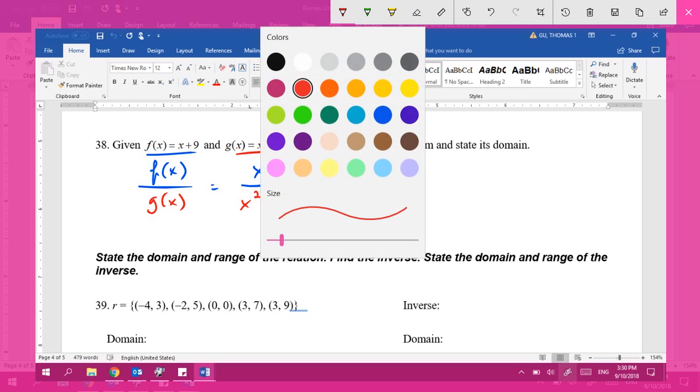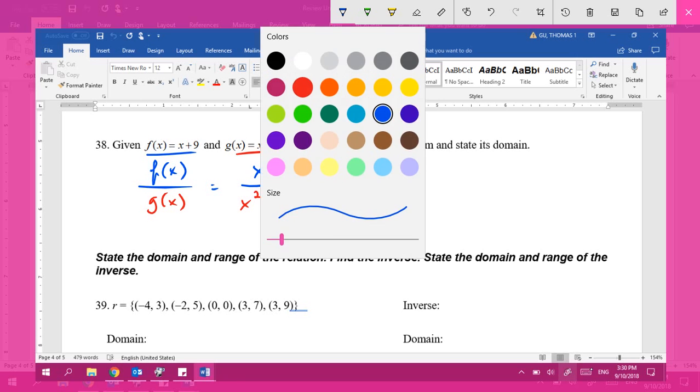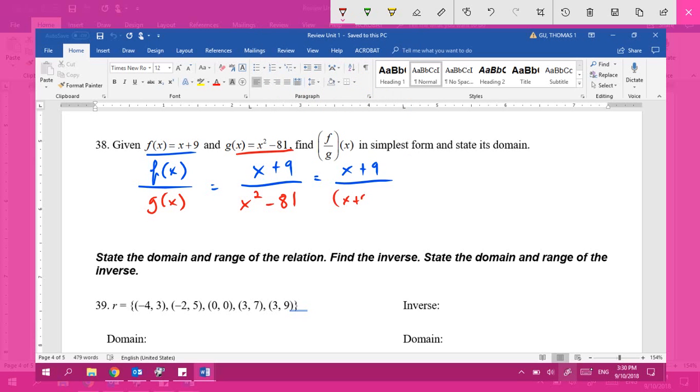Alright, now right away, let's go ahead and factor x squared minus 81. Whenever you have a fraction, you're looking for things to factor. If we factor x squared minus 81, you will see that x plus 9 over x squared minus 81 factors to x plus 9 times x minus 9.